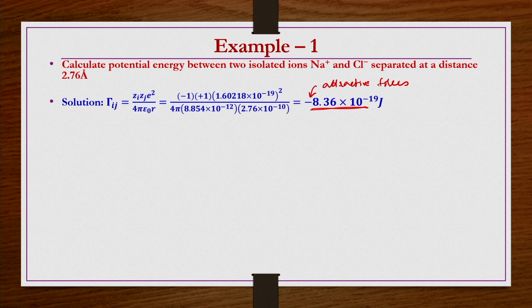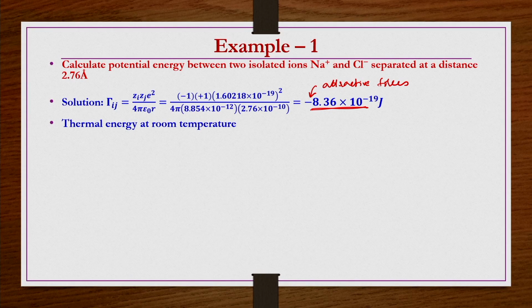So, what we understand is that when these two Na+ and Cl- ions are 2.76 angstroms apart from each other, there exists an attractive force between them, and the magnitude of that attractive force is 8.36 × 10^-19 joule. Now, from this number we got two things: the nature of the force, whether it is attractive or repulsive, and the magnitude of the force.